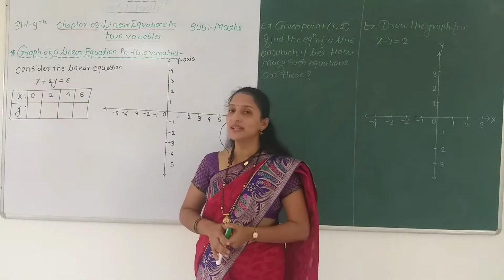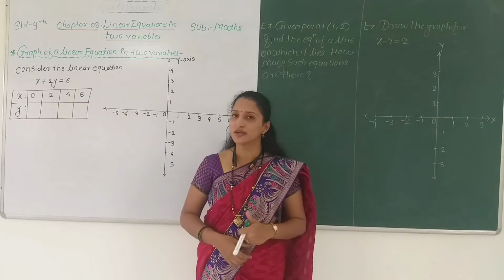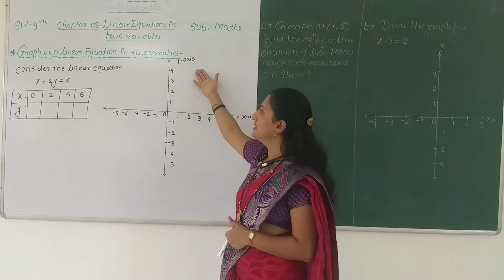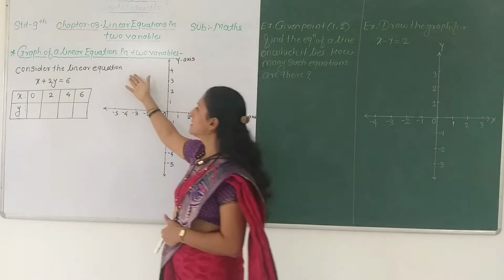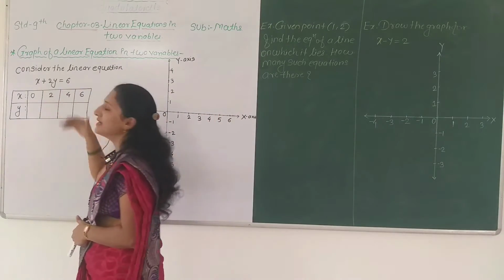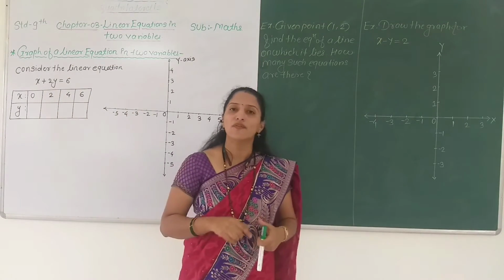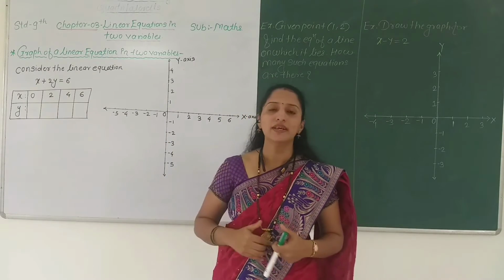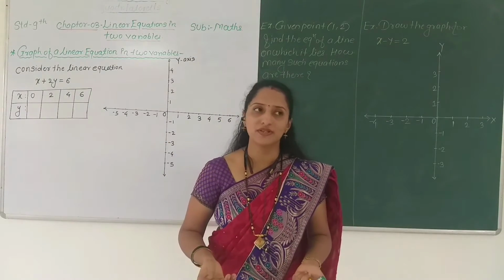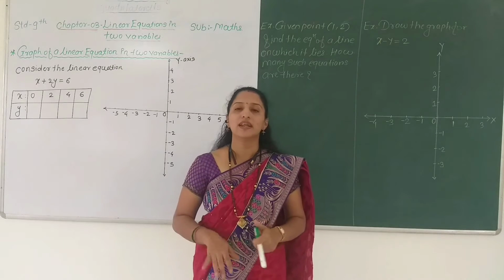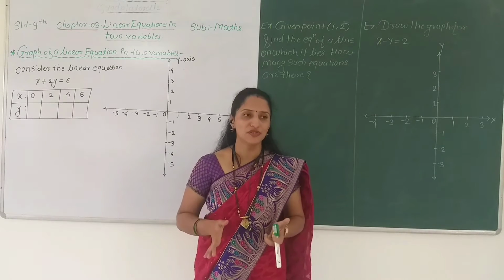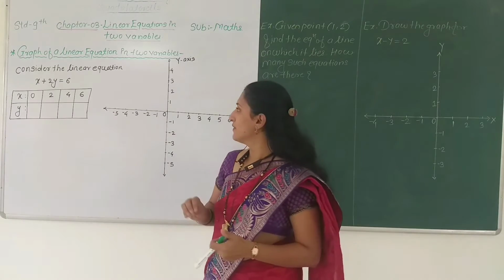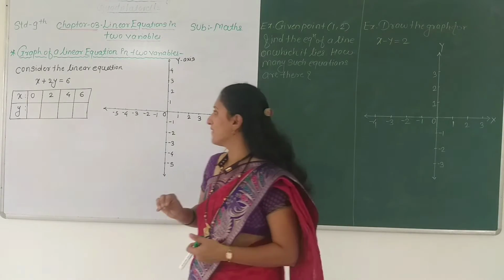Now in today's session, let us look at how to draw the graph of a linear equation in two variables. Consider the equation x plus 2y is equal to 6. For the graph of this equation, we have to find some of its solutions. As you know, there are infinitely many solutions for a linear equation, so here we find some of them for the graph.